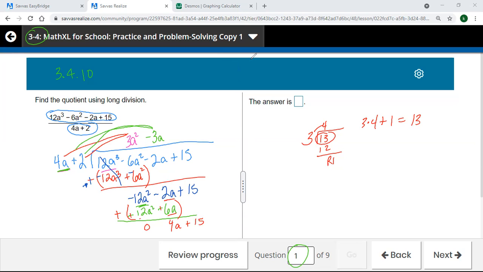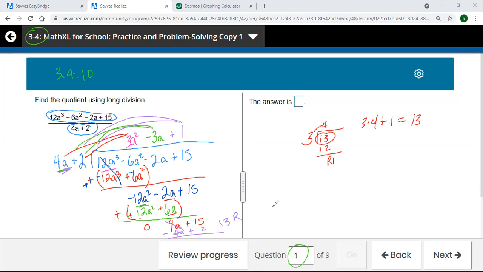And now our last time we're going to do this. 4a times what to equal this 4a? 1. So multiplying that 1 times each of our divisors out here. That's 4a plus 2. This time I do think I can subtract them. I don't have any extra negatives in there to mess me up. The a's cancel. 15 minus 2 is 13, and that's my remainder.